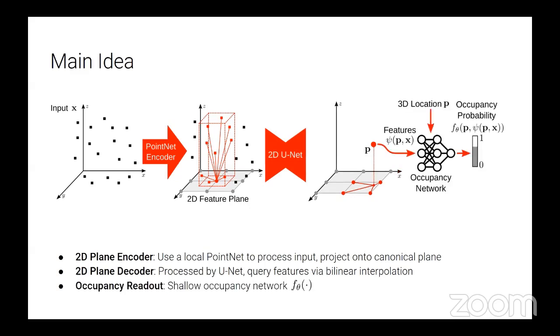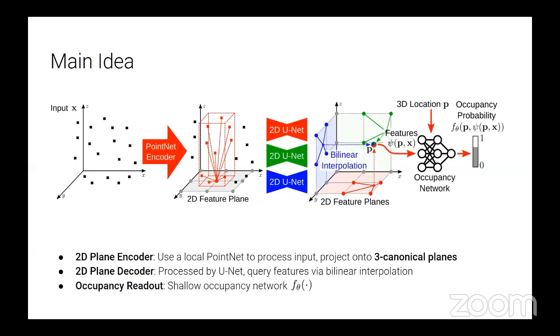Now, because we have a feature with richer local information for every query point, we only require a shallow network to take in a 3D location and its feature, and then predict the occupancy. We can also do the feature encodings for multiple canonical planes, for example the planes in X, Y, and Z direction. Now the final feature for point P is simply the sum of the features queried from these 3 feature planes.